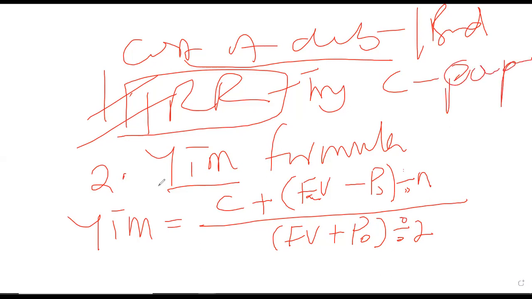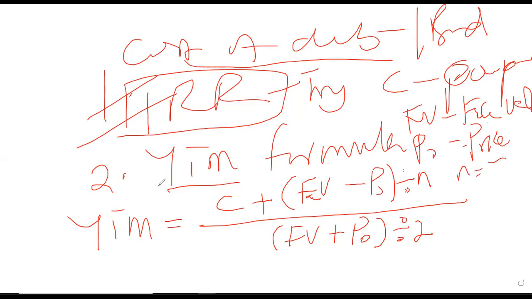And your FV is face value. Your P naught is the price of the bond today. Your N is the number of compounding periods or number of years, you know that. And two is two. Right? Yes, sir. Okay, right. So let's pick a question and try and use this formula to solve.